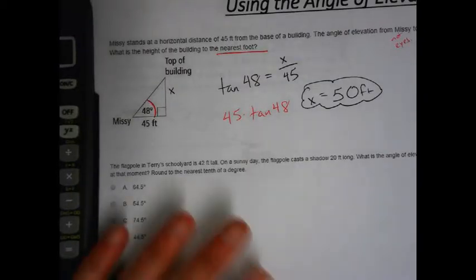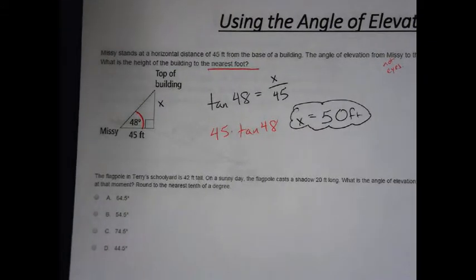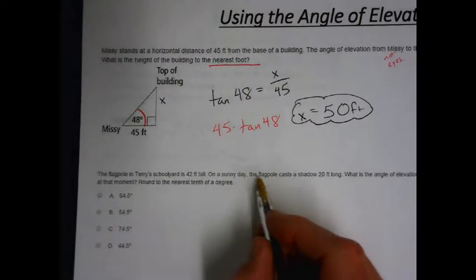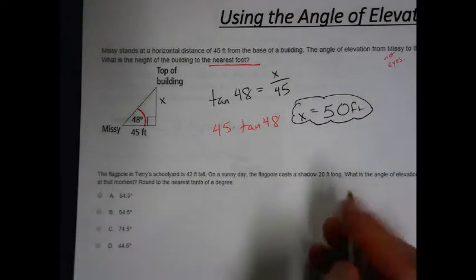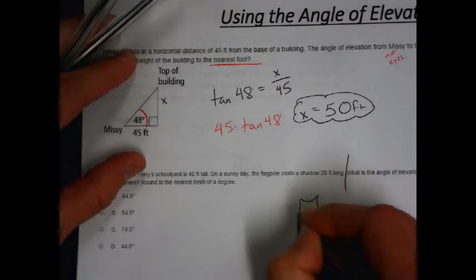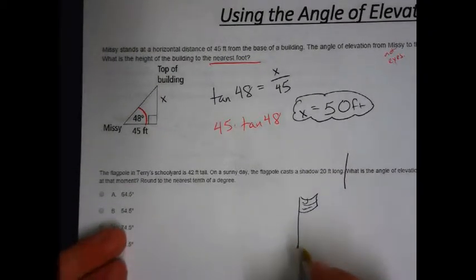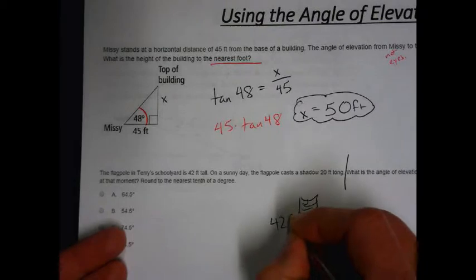All right, next question. A flagpole in Terry's schoolyard is 42 feet tall. On a sunny day, the flagpole casts a shadow that's 20 feet long. I'm going to stop there and draw a picture. Here's a flagpole. Flag. It casts a shadow that is 20 feet long. Okay, so there's a 20-foot shadow. And the flagpole is 42 feet tall.